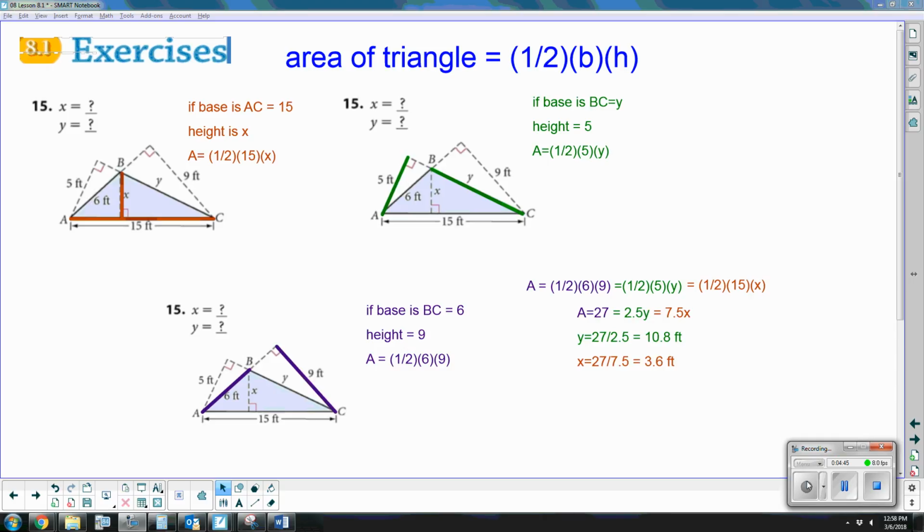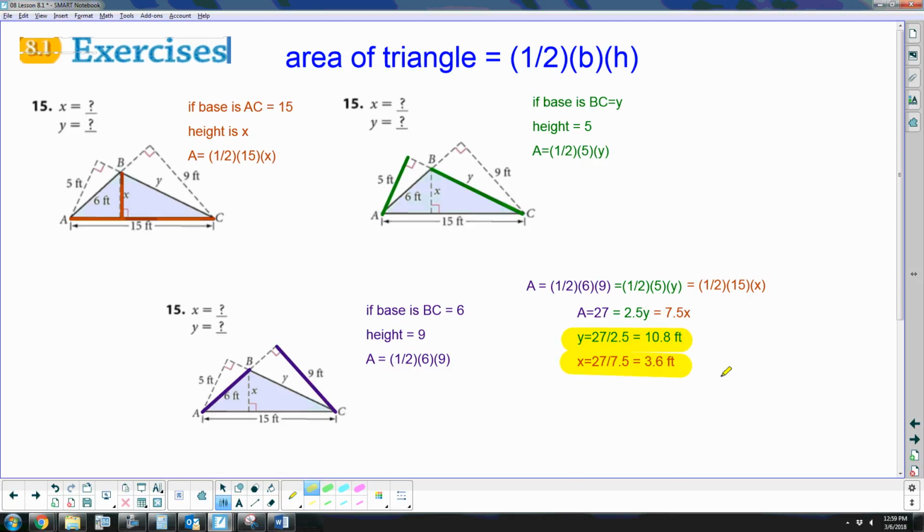So the area of our triangle, 1/2 times 6 times 9, is 27. That's equal to 2.5y, which is also equal to 7.5x. So when we solve for y, we get 27 divided by 2.5 is 10.8 feet, and 27 divided by 7.5 is 3.6 feet. So that's how you're solving for those two variables, x and y. You're thinking of three different possible bases.